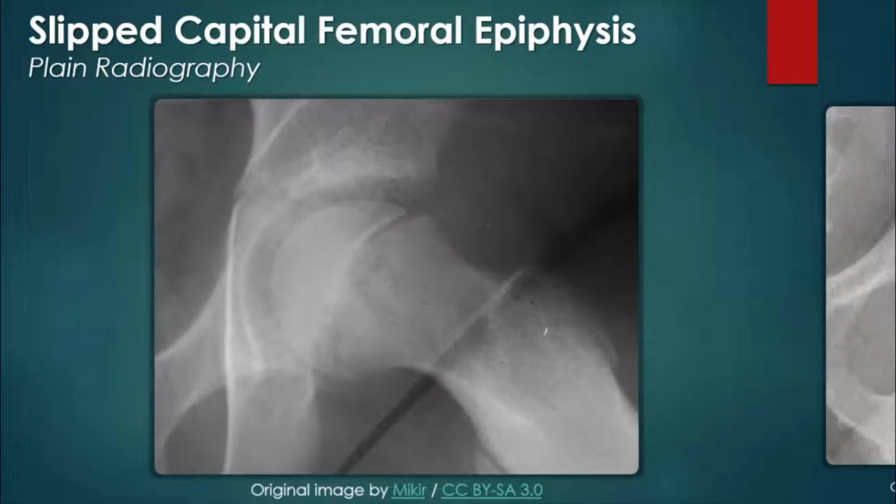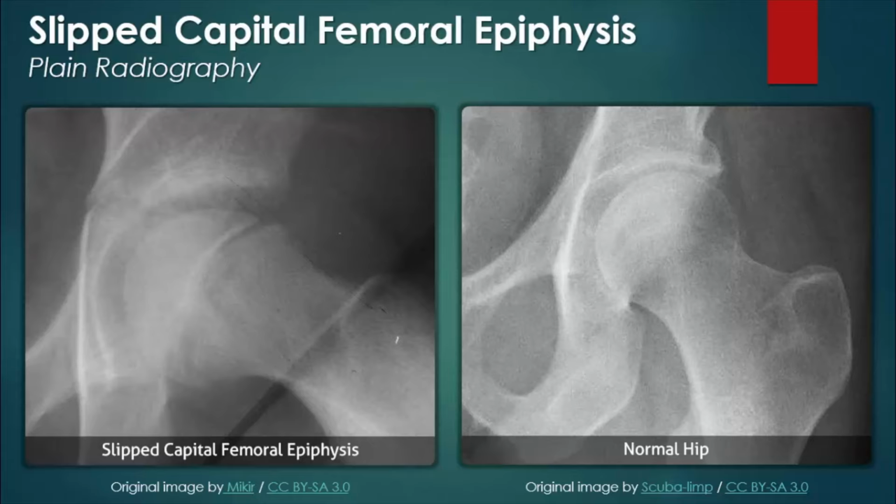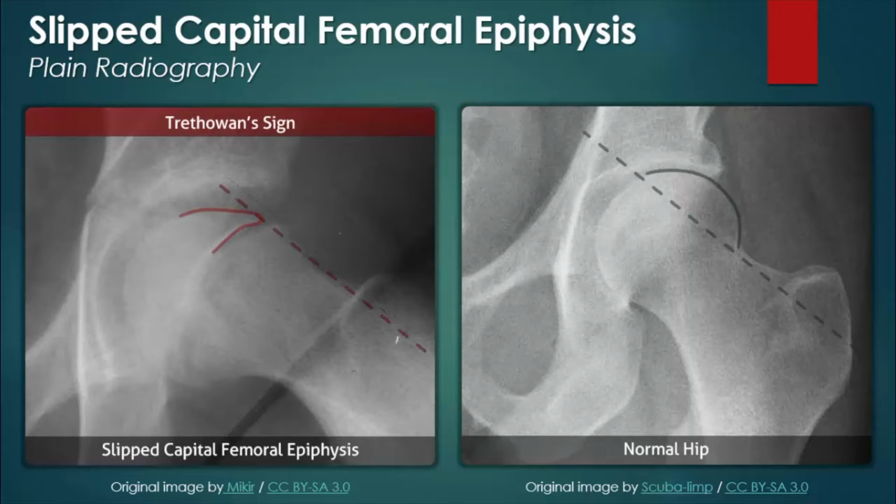The slippage in this case is not that obvious for the untrained eye. Compare with the plain radiograph of a normal hip on the right. To help detect the abnormality, a line referred to as Klein's line is drawn along the superior edge of the femoral neck. If the hip is without pathology, the line will pass through a portion of the femoral head. A line that does not intersect the femoral head or a line that only passes along the superior edge is indicative of slipped capital femoral epiphysis. This finding is referred to as Trethowan's sign.